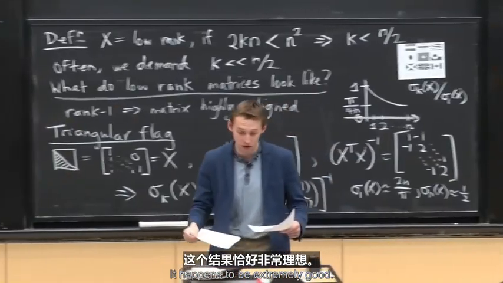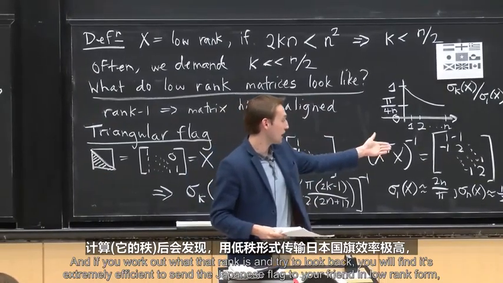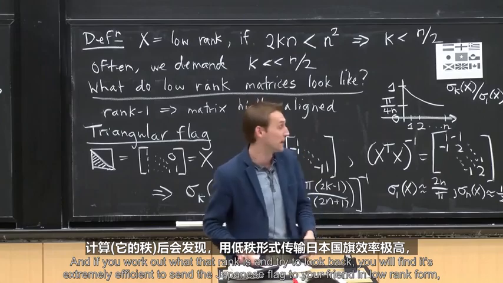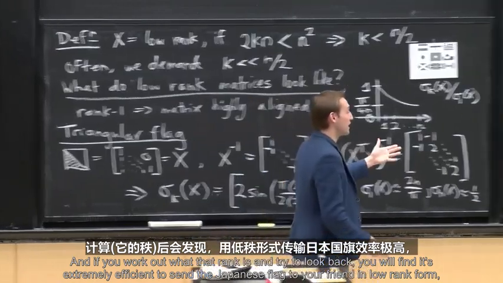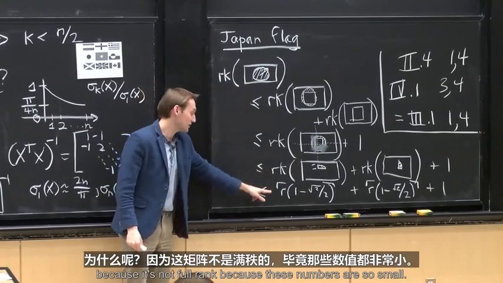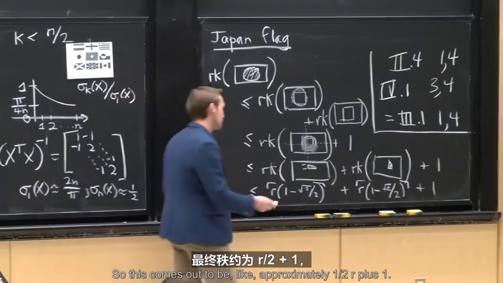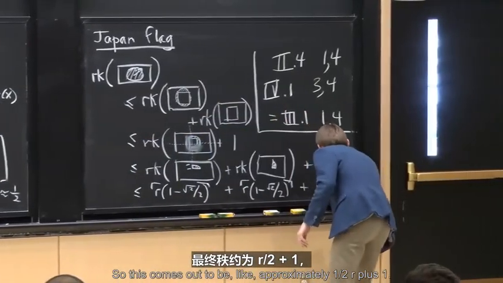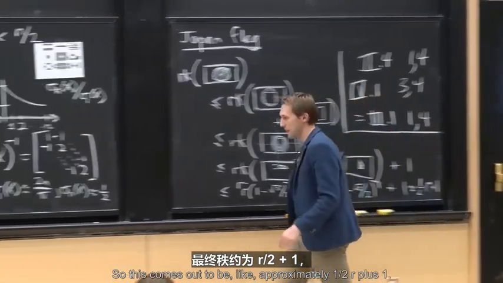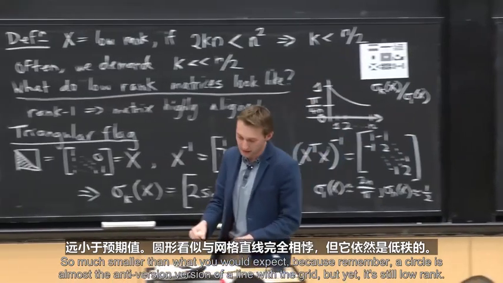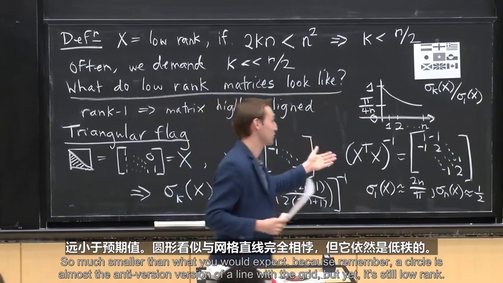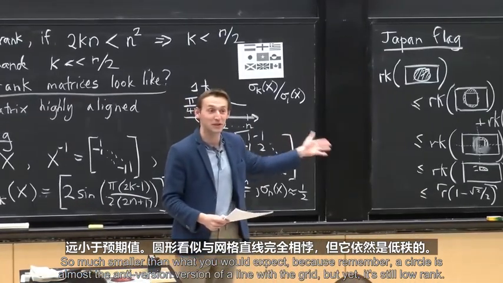It happens to be extremely good. And if you work out what that rank is and try to look back, you'll find it's extremely efficient to send the Japanese flag to your friend in low rank form. Because it's not full rank, because these numbers are so small. So this comes out to be approximately a half r plus 1. So much smaller than what you would expect. Because remember, a circle is almost the anti-version of aligned with the grid. Right? But yeah, it's still low rank.